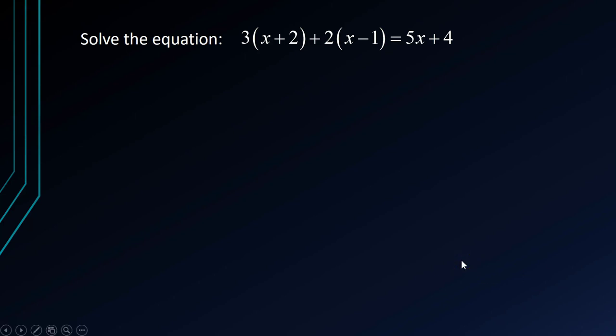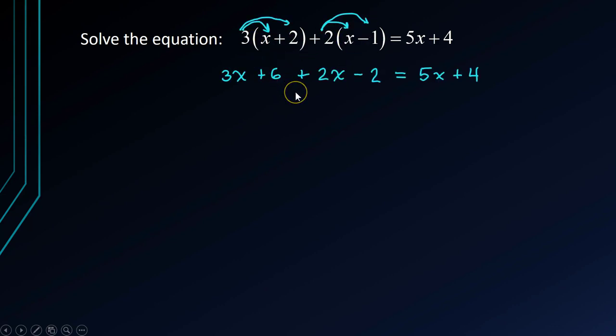So this one here, the right-hand side is about as simplified as it will go. I do have x's on both sides of the equation, so I know I'm going to need to eventually get x moved to one side only. But right now, this side here needs to be simplified quite a bit. So I'm going to start off by distributing the 3 in this quantity and distributing the 2 in this quantity. So I'm going to have 3x plus 6 plus 2x minus 2 equaling 5x plus 4.